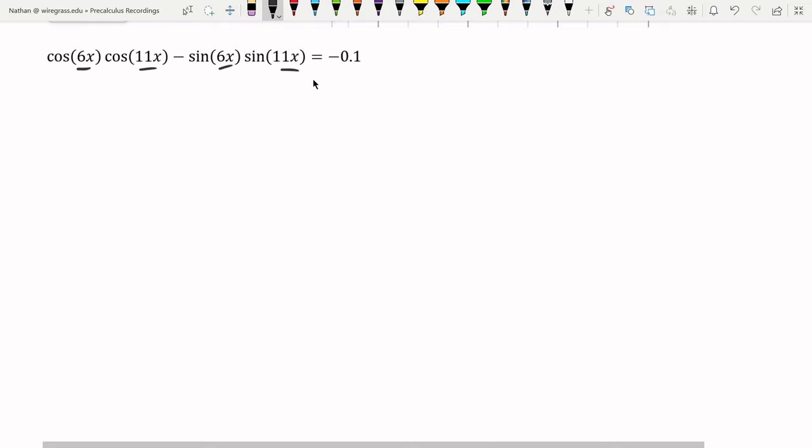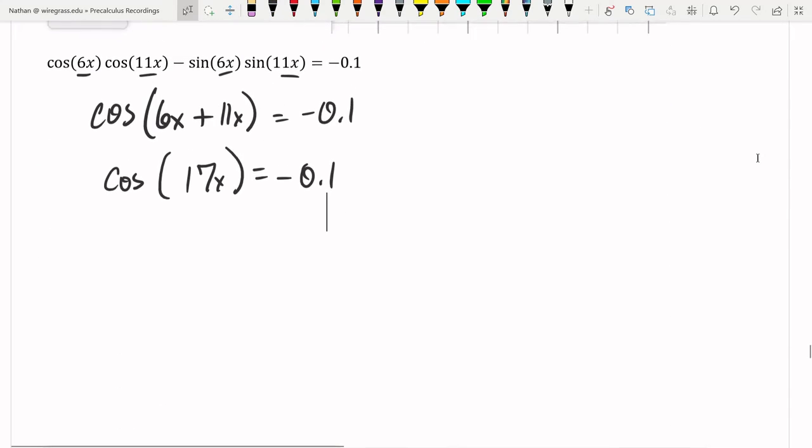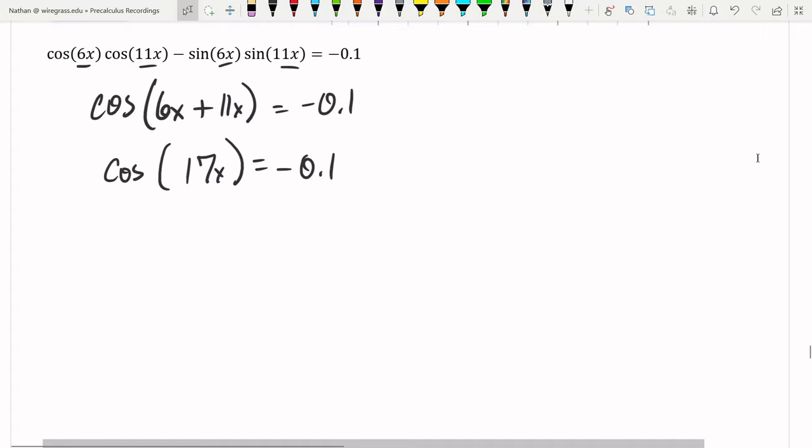And this looks like, to me, it's got cosine, cosine, sine, sine. That's going to be a cosine double angle, or a cosine sum difference identity. And it looks like it's going to be cosine 6x plus 11x equals negative 0.1. Of course, 6x plus 11x is just 17x. And we're still looking for the solutions between 0 and 2 pi, just like we did for the previous problem. So we're not looking for infinitely many solutions, just those specific solutions.